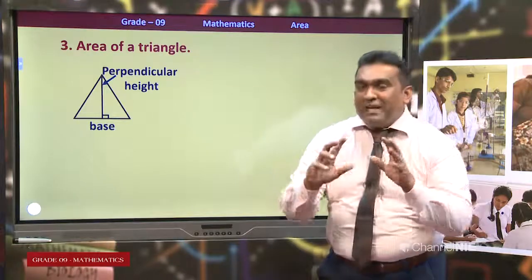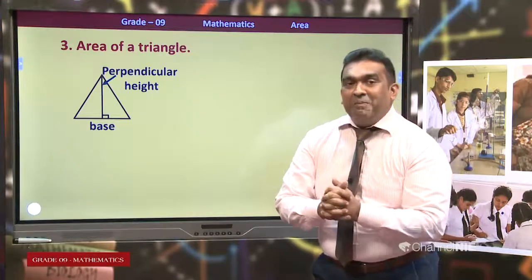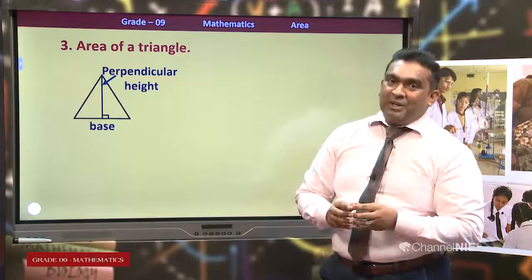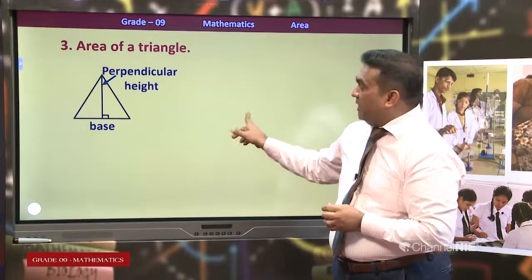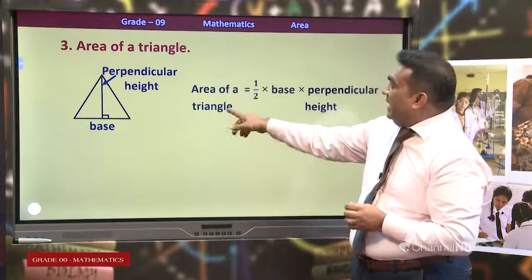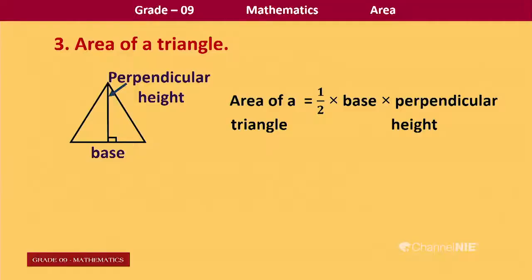We want to find out the area using the base and perpendicular height. We will see what is the formula. Area of a triangle equals half into base into perpendicular height. It means you have to consider the product of base and perpendicular height, then divide that result by 2. Right?